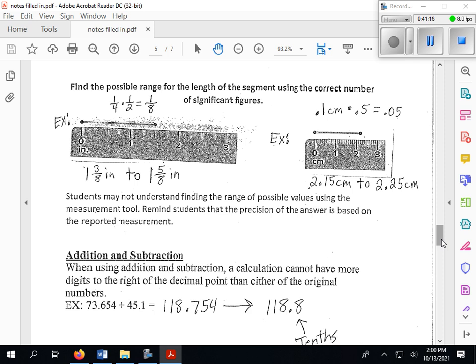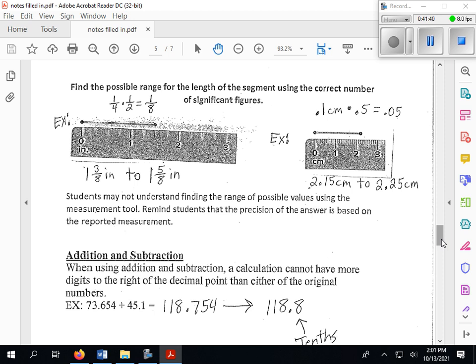How many eighths are there in a half? So 4/8. 1 and 4/8 minus 1/8. What does that give us? 1 and 3/8. That's the low side. If we add 1/8 to that, what does that give us? So 1 and 5/8. That's the range.